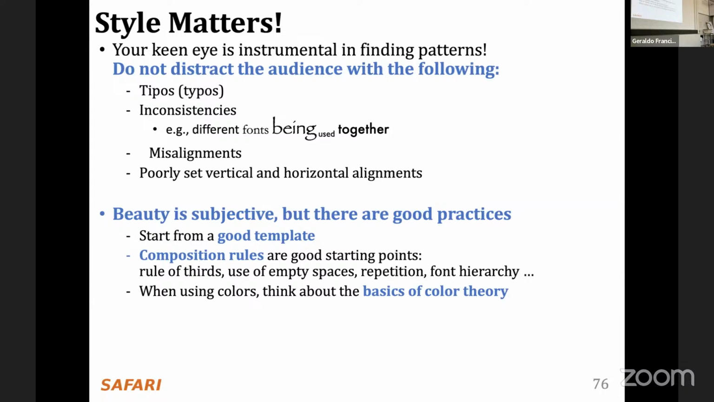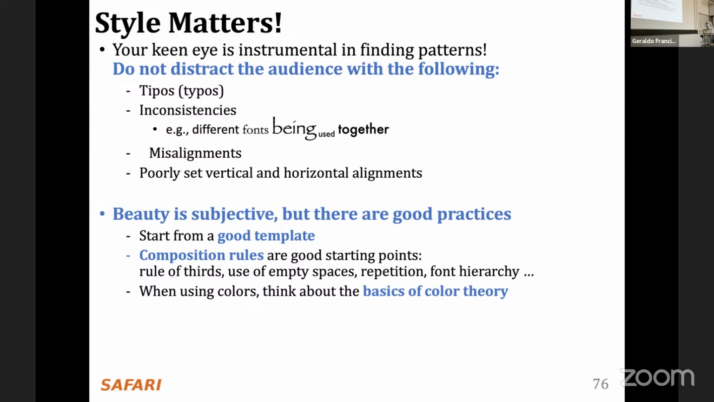You can create your own template, but try to start from something clean or something that you know works, so you don't have to reinvent the wheel every single time. Also, if you are not so familiar with what to do, there are many common rules that are good practice. Composition rules for photography can also be applied here, like the rule of thirds, the use of empty space to separate things, repetition to convey an idea, or font hierarchy to denote importance or cluster things in different ways.